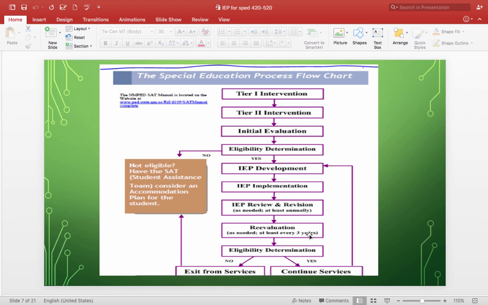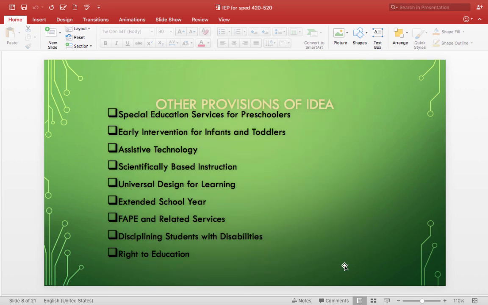Now, most of the time we don't have to do a full evaluation. Sometimes we do see a new area emerging and we have to do a full evaluation so that we're sure that we know what we're talking about. And again, if we do a new eligibility determination and we find they're not eligible anymore, we must exit them from services. But if they are found to continue to be eligible, we continue those services.